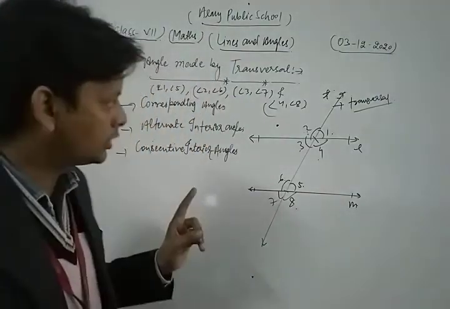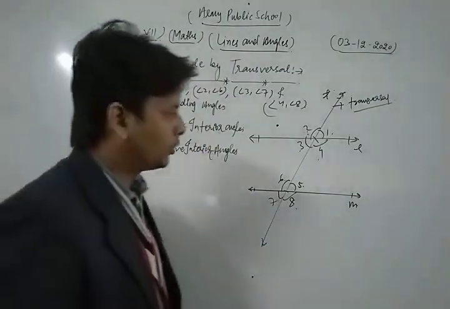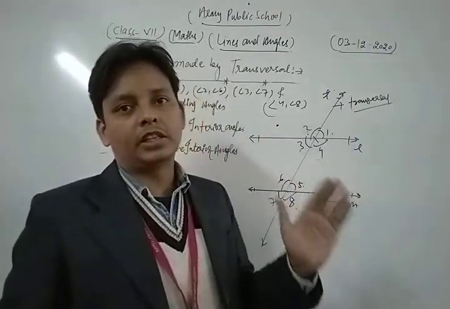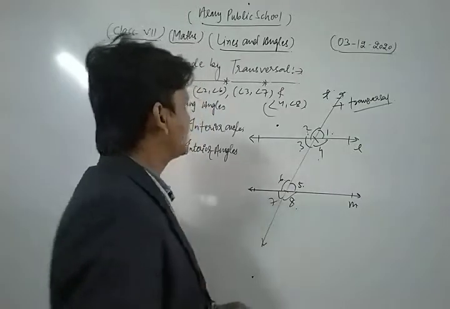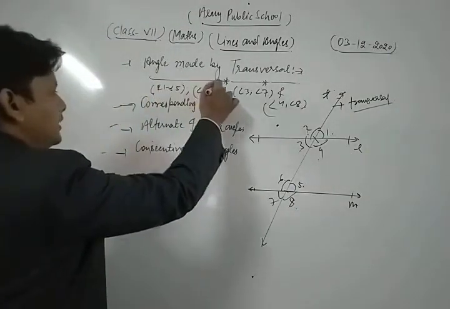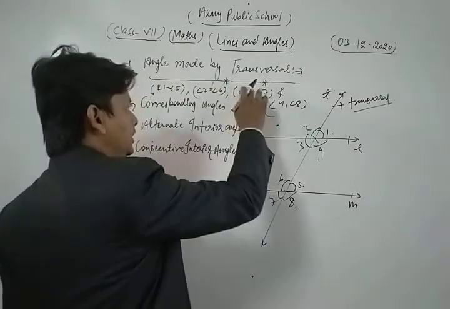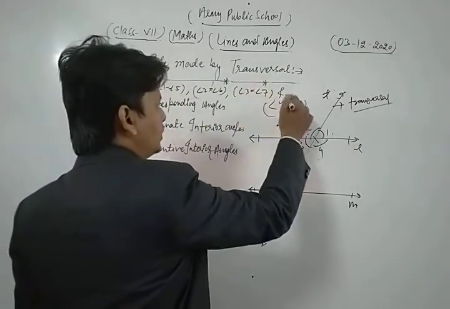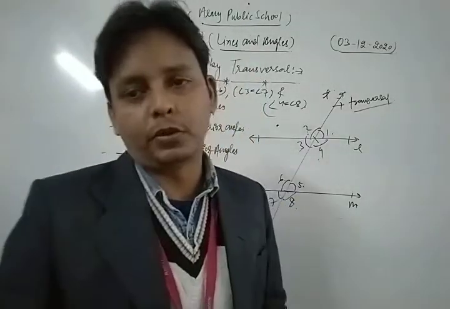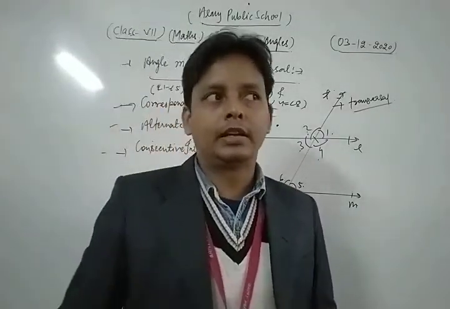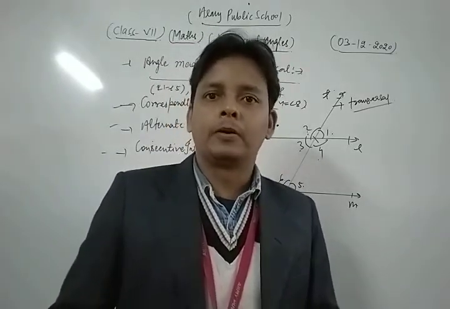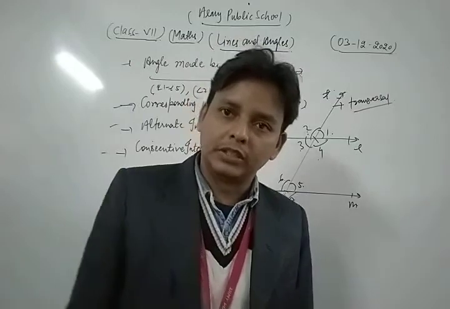Okay, and one of the most important results related to corresponding angles is that corresponding angles are always equal to each other. It means that angle 1 is the same as angle 5, angle 2 is the same as angle 6, angle 3 is the same as angle 7, and angle 4 is the same as angle 8. So if two parallel lines are cut by the transversal T, then the pairs of corresponding angles are equal to each other.